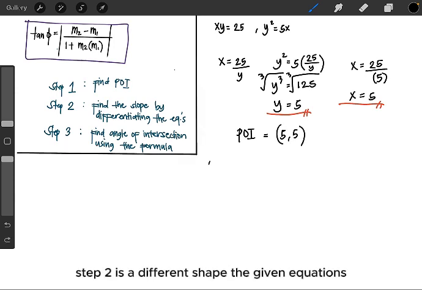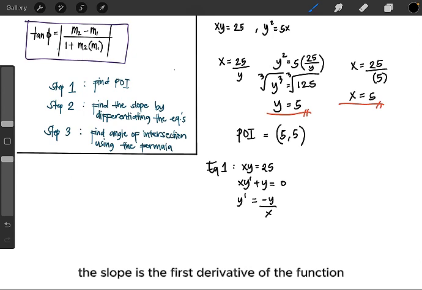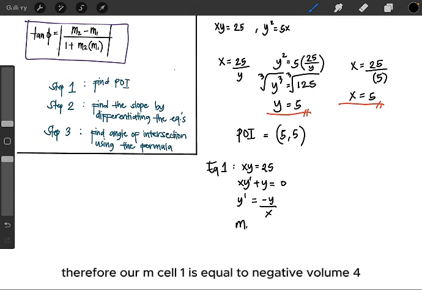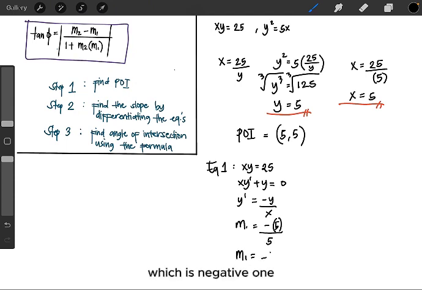Step 2 is to differentiate the given equations. Here, we recall that the slope is the first derivative of the function. Therefore, our m sub 1 is equal to negative y over x, which is 5 over 5. We now have the value of m sub 1, which is negative 1.